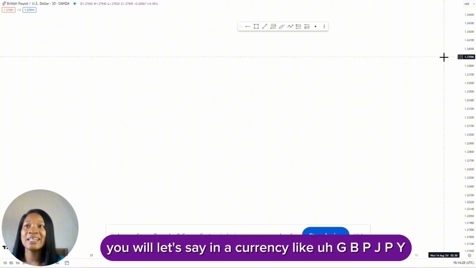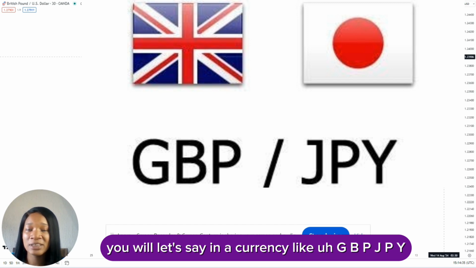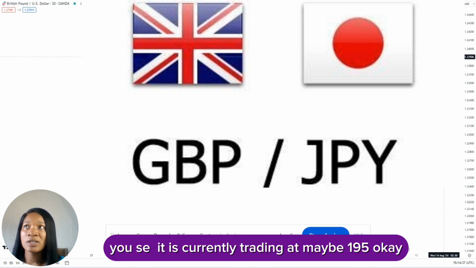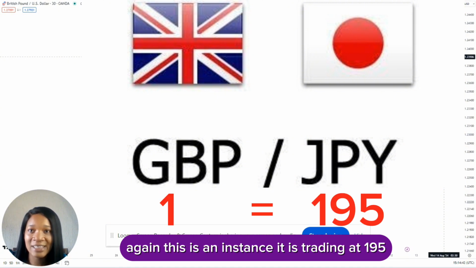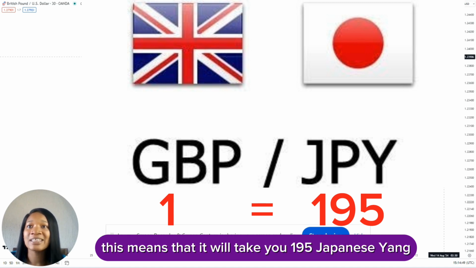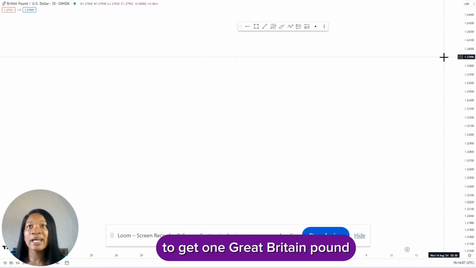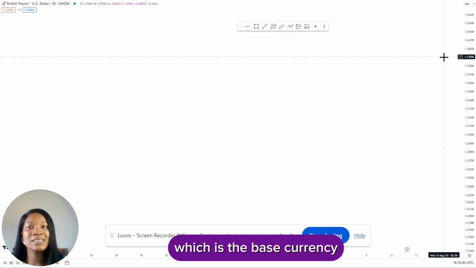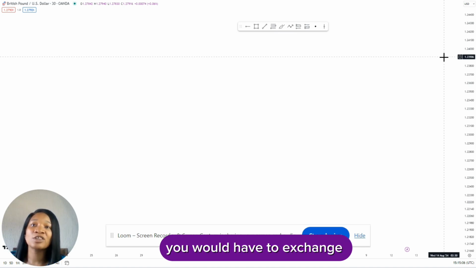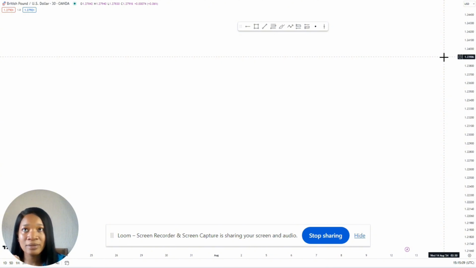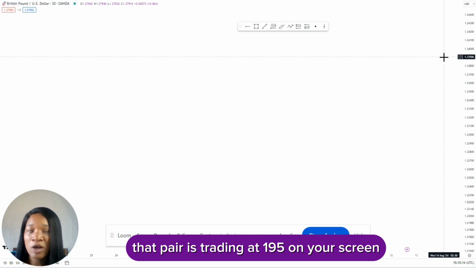Okay, let's say in a currency like GBPJPY, it is currently trading at maybe 195. Okay, again, this is an instance. It is trading at 195. This means that it will take you 195 Japanese yen, which is the quote currency, to get 1 Great Britain pound, which is the base currency. You would have to exchange 195, let's assume that pair is trading at 195 on your screen.